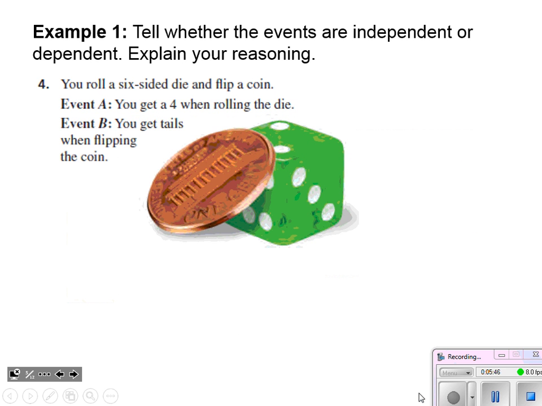Just a little example. All right, so to start off this lesson, we are just going to decide whether or not these are independent or dependent events.